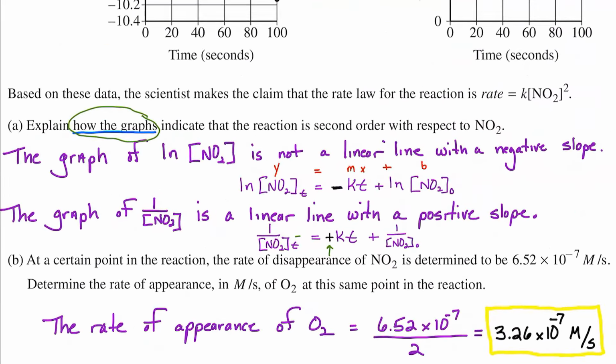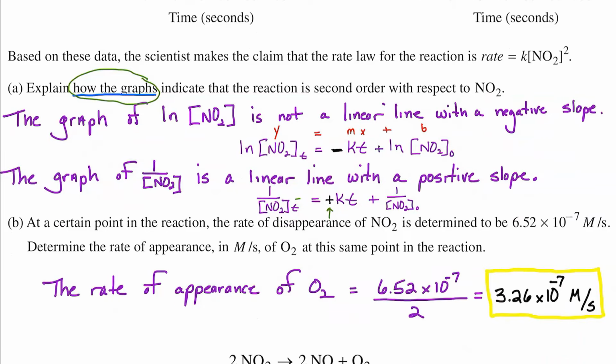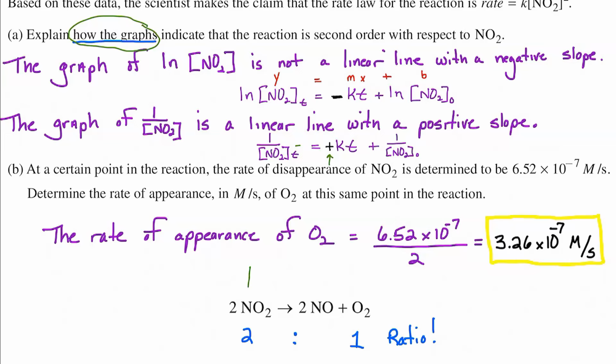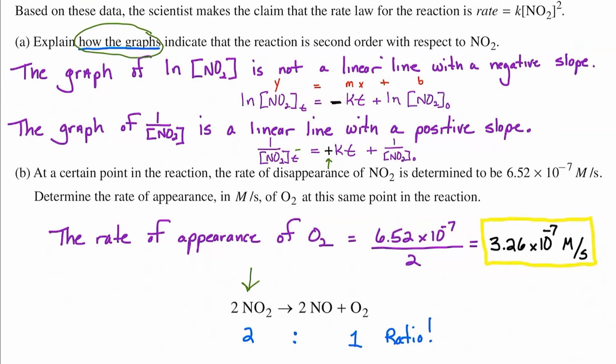So B, real answer, easy question. They said that the rate of disappearance of NO2, that's one of the reactants, I redrew or at least copied the formula there, is determined to be 6.52 times 10 to the negative 7. Well, what's the rate of appearance of O2? So this is the rate of disappearance.